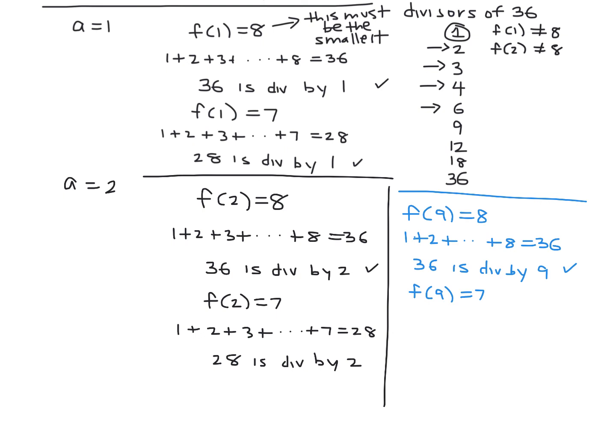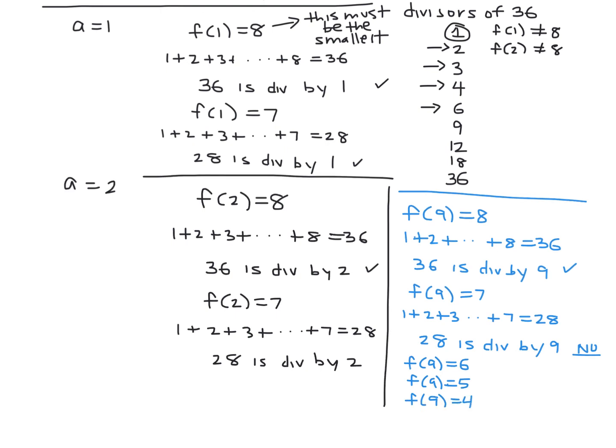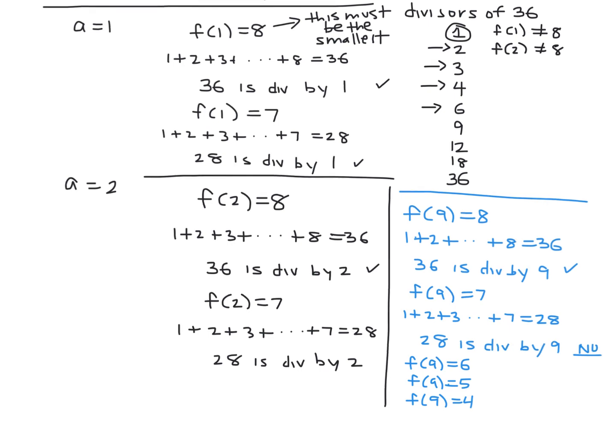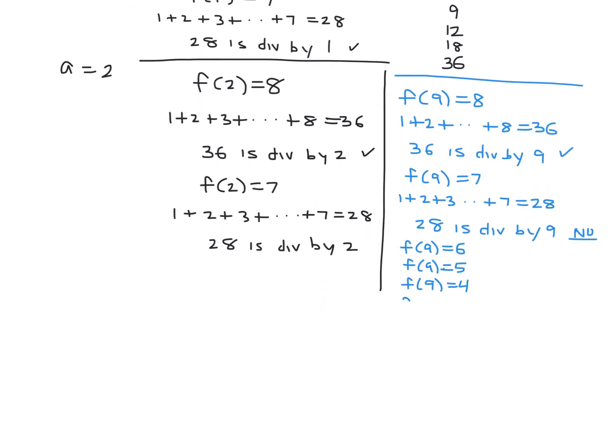Well, that would mean that 1 plus 2 plus 3 dot dot dot all 7, which is 28. And then 28 would have to be divisible by 9. Is it? No, it's not. So we are good, but we still have to test all the other ones. We have to test f at 9 equal to 6, f at 9 equal to 5, f at 9 equal to 4, f at 9 equal to 3, f at 9 equal to 2, and f at 9 equal to 1.